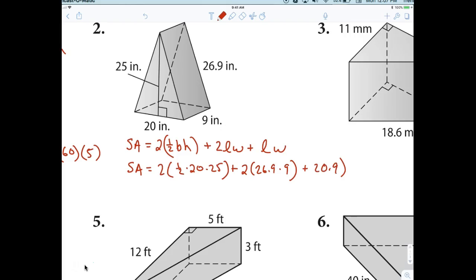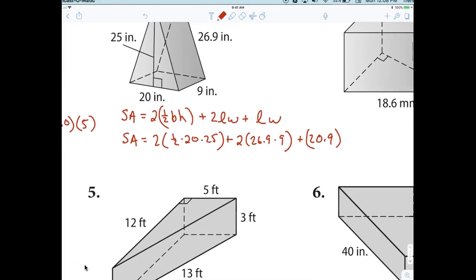Good job, guys. I'm telling you, it's really simple. You're just adding up the area of all the sides. So now add that up real quick, and then someone tell me. Surface area is? I got 1,164. Anybody else get 1,164.2? That's what I got.